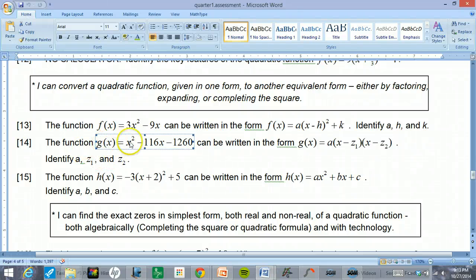This function g of x equals x squared minus 116x minus 1260 can be written in the form a times the group x minus z1 times the group x minus z2. So we need to identify what a, z1, and z2 are. This is nothing but intercept form, and this is standard form.